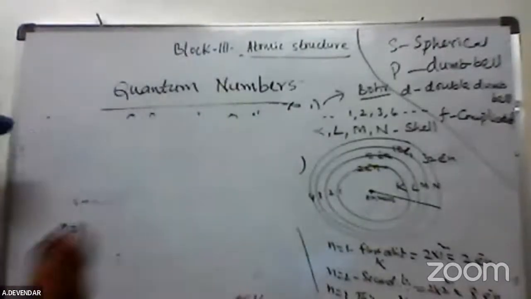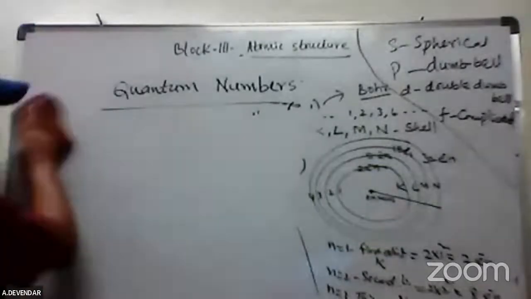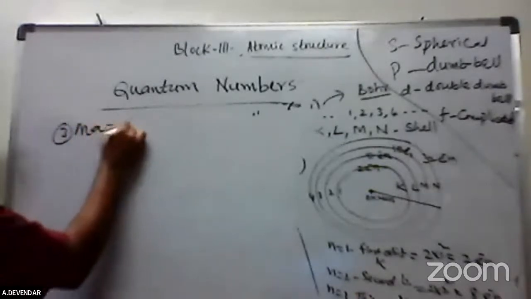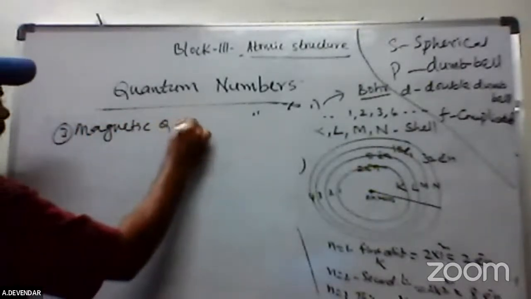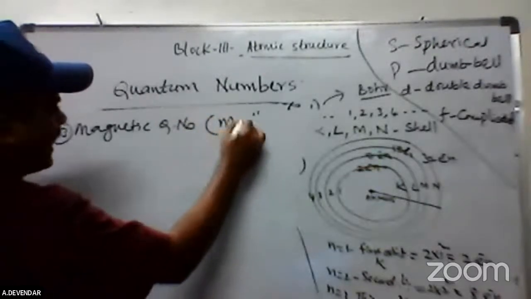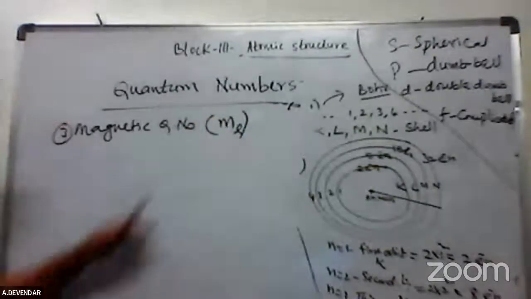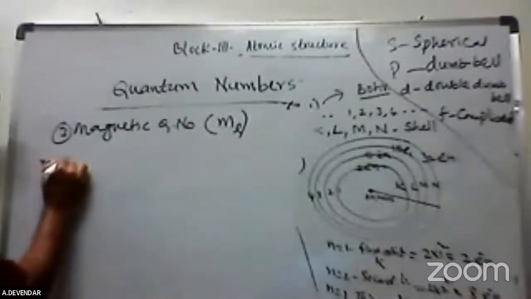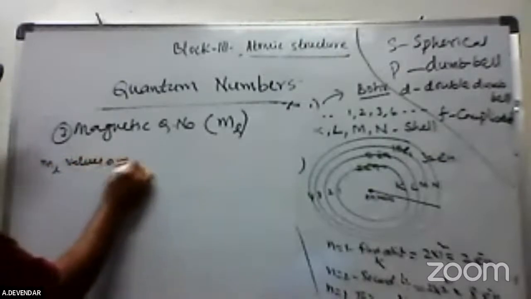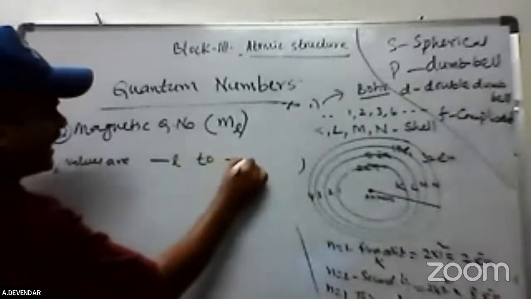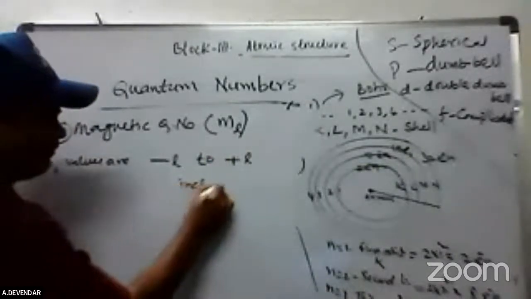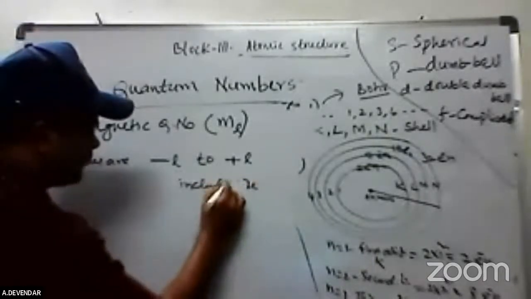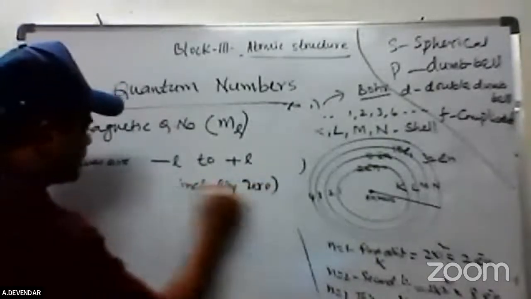We'll see the magnetic quantum number. I will finish within 2-3 minutes. Third is the magnetic quantum number. This is represented by the letter ML. That means this depends on the azimuthal quantum number. ML values are from minus L to plus L, including 0. These values will be present.